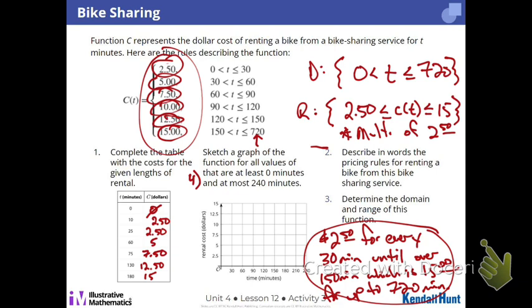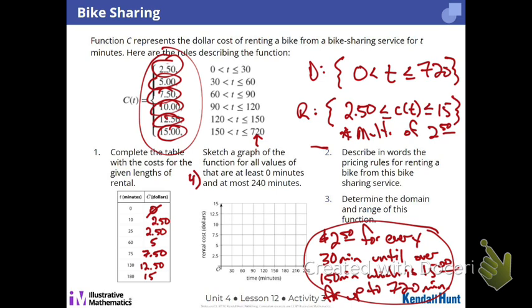Does everybody follow those things? So the times we could ride go all the way up to 720 minutes. The prices we would pay would be somewhere between $2.50 and $15, but only multiples of $2.50, meaning $2.50, $5, $7.50, $10, and so on. Okay?